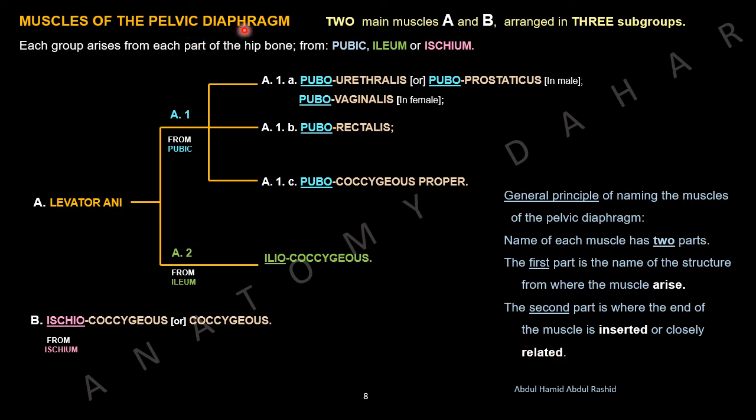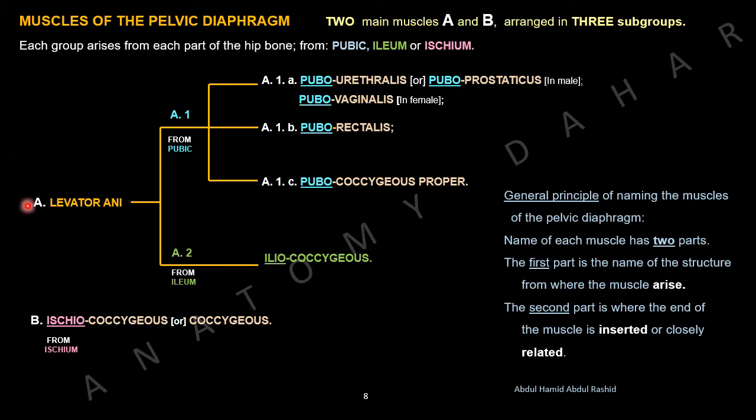The pelvic diaphragm is made up of two main muscles: A, levator ani muscle, and B, ischiococcygeus or coccygeus muscle. They are subdivided into three subgroups. Each subgroup arises from a part of the hip bone: the pubic part, the iliac part, or the ischial part.